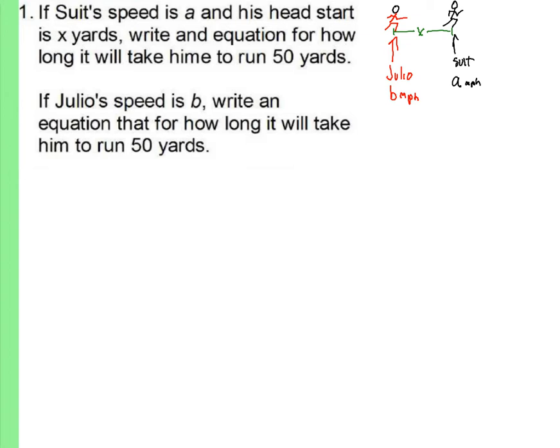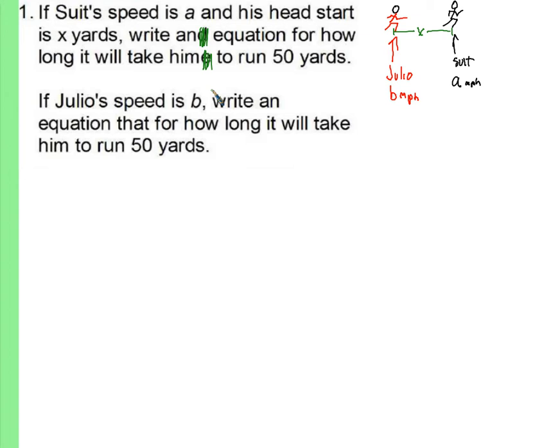All right, now, I didn't really ask you to figure out the time, I just wanted you to start with the following. All I ask you to do for the homework is write two equations. First equation, for the slower guy, suit speed is A and his head start is X yards. Write an equation for how long it will take him to run 50 yards. They're both going to run 50 yards.